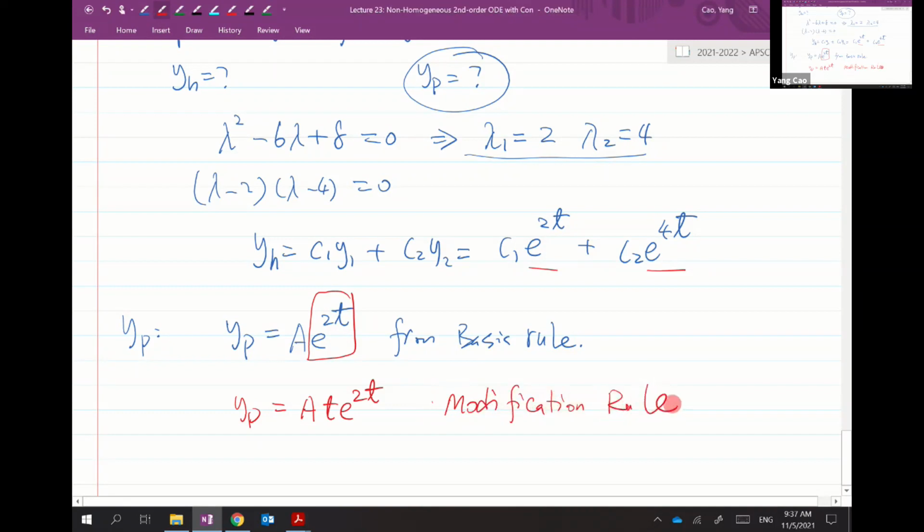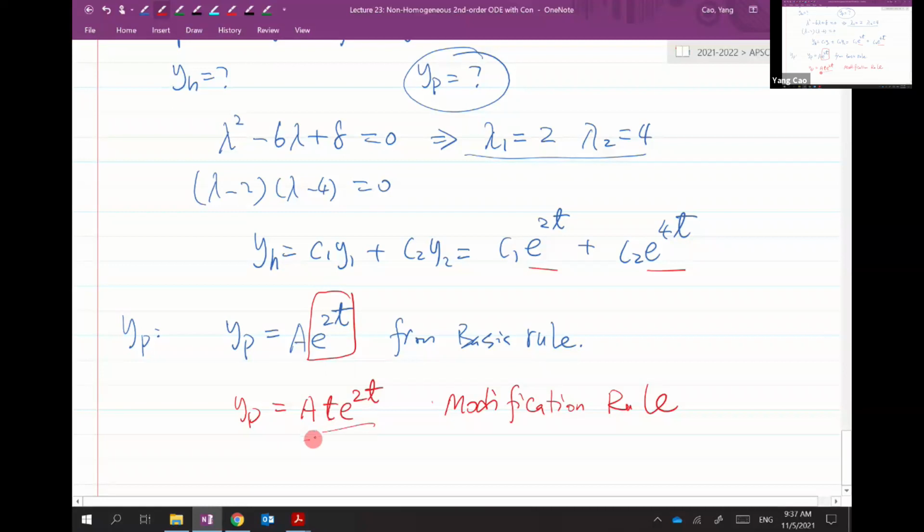You need to apply the modification rule again, right? So you look at this, compare with the Y2, or you don't need to, right? So then you can stop here. So that's the process, right? A very, very common mistake.